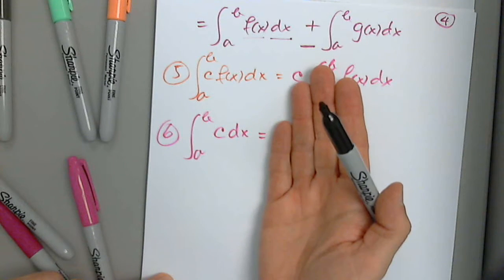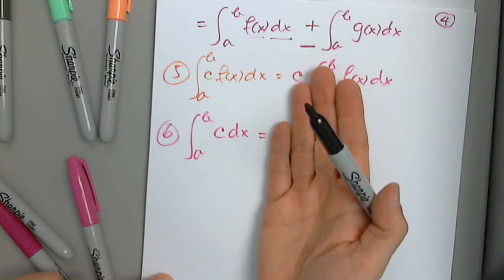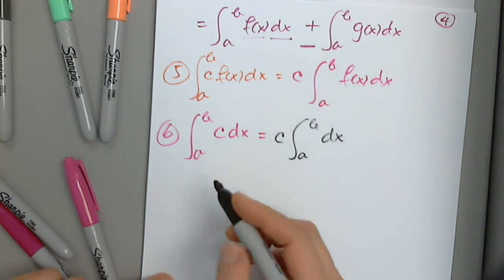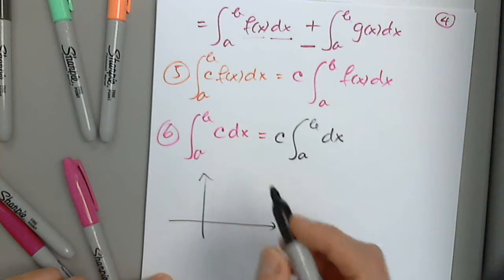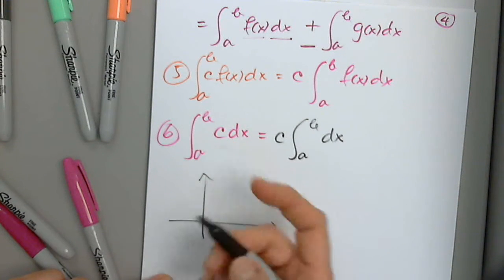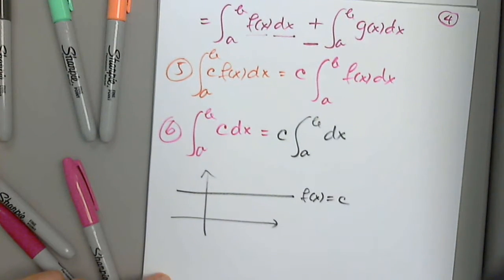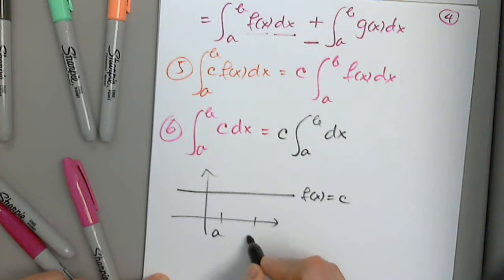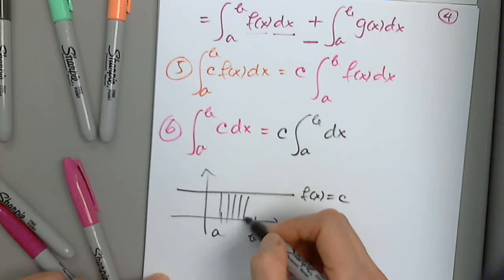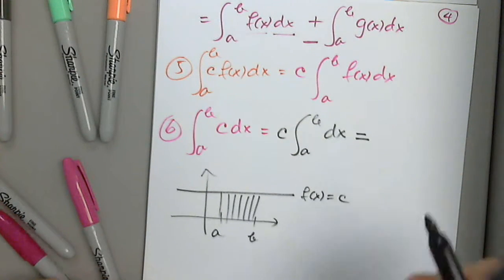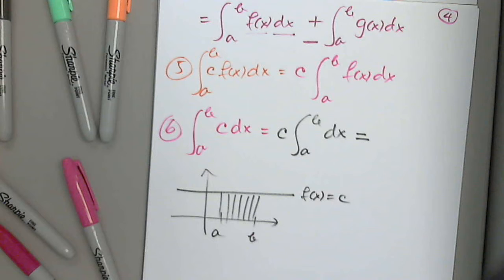Let's draw a picture of this before we continue. I don't want to just put the answer there. So let's take a look. The function is a constant. Let's say this is f of x equals the constant. And this is our a and this is our b, and we want to determine this area. What do you think this will equal to?